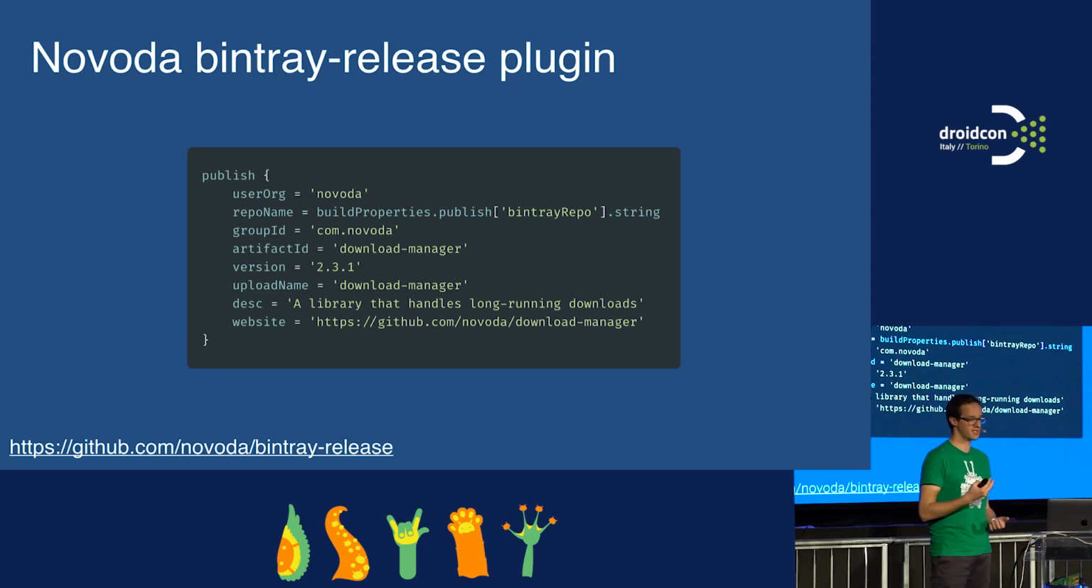You just need to give a description, the group ID, artifact ID, and version, which are the same that will be used by Gradle later when downloading it for the compilation of a third-party project. And the plugin is going to do all the uploading, all the compilation, all the bundling that is needed in order to upload it and publish it to Bintray.